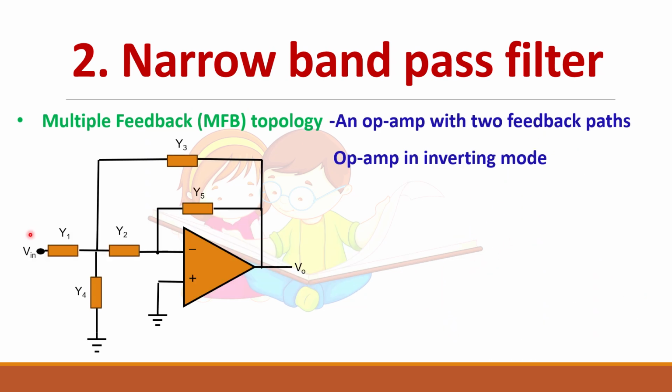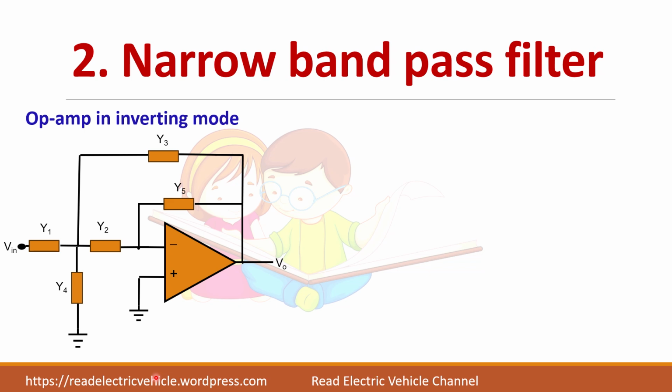So here you can see there are two feedback paths. This is one path, this is another path. So two feedback paths are there, and the op-amp is connected in the inverting mode. That is, the input is connected to the negative pin like this. Here we have two nodes. So let me mark them A and B.